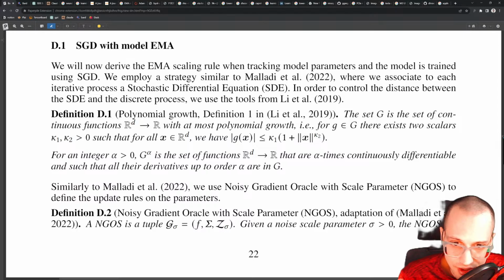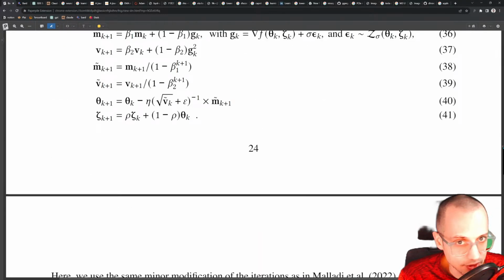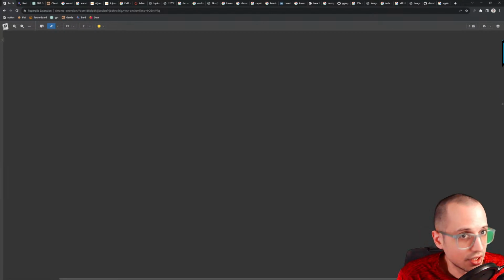I bet you could find some other hyperparameter and find a scaling law for it, and then reference this work, and then work at Apple. So how about them apples? Okay.